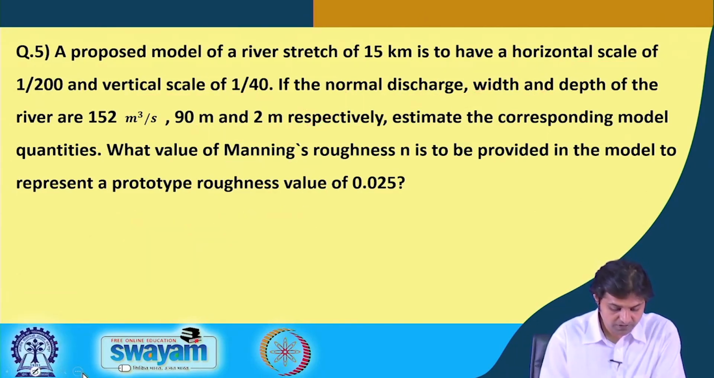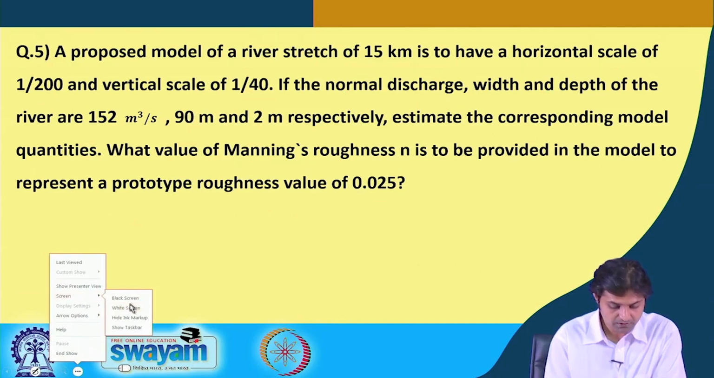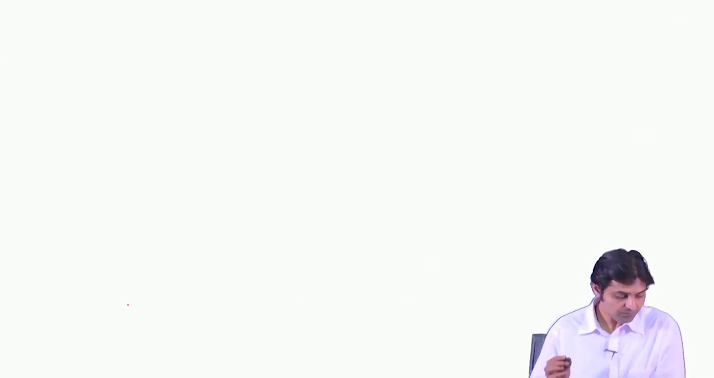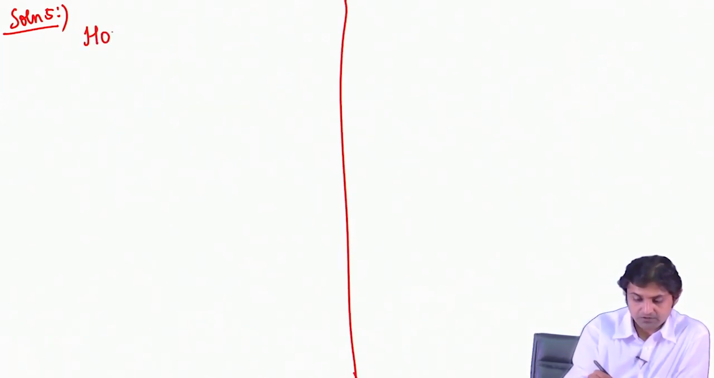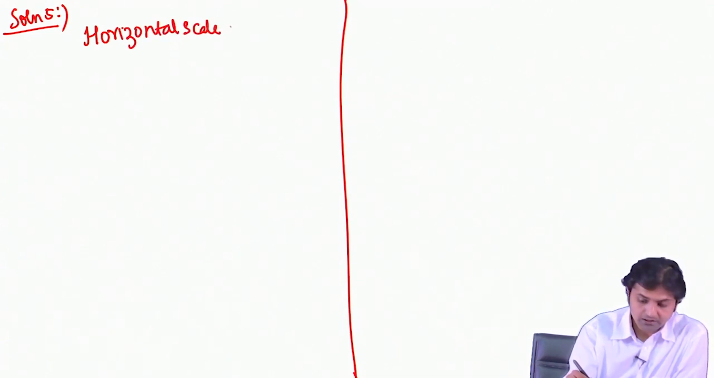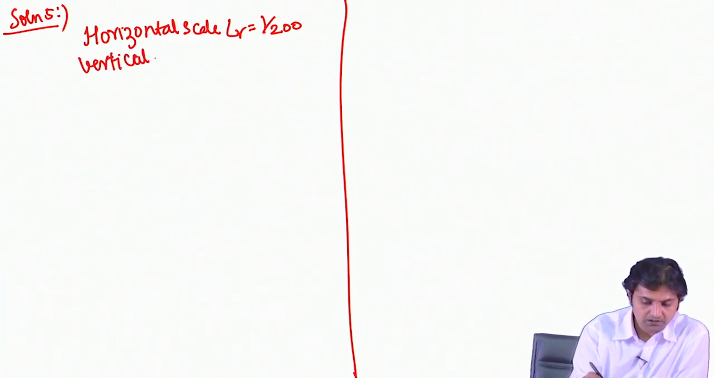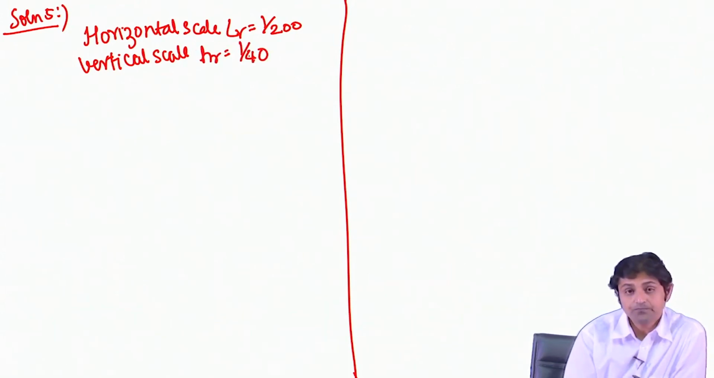So, to solve that, I will go to the white screen. I will just write solution 5 here. We have been given a horizontal scale Lr is 1 by 200, and a vertical scale Hr is 1 by 40. That's the question.